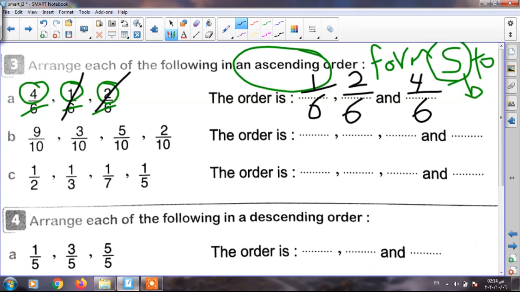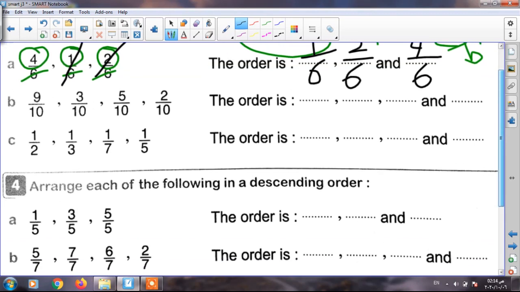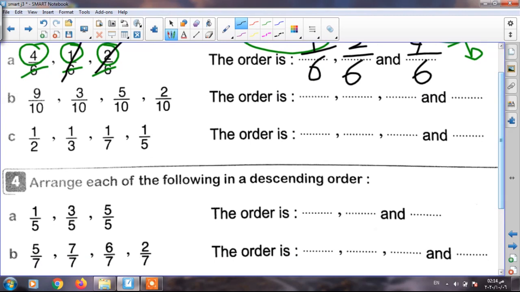The next, what will I do? Here I have 9/10 and 3/10 and 5/10 and 2/10. Okay. Here the order is what? I want to compare. I want to arrange from the smallest to the biggest.